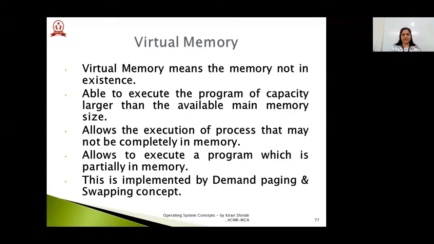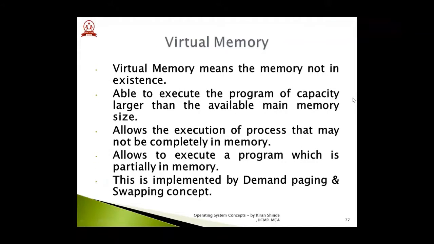Virtual memory means the memory which is not in existence. What do you mean by that? For example, if you talk about the types of memories, the primary memory and secondary memory. Essentially, the primary memory is used in order to load the active instructions, and accordingly the CPU executes those instructions. But when the instructions or the program size is larger than the available physical memory or the main memory, then it can hamper the execution of that particular program with respect to the CPU.